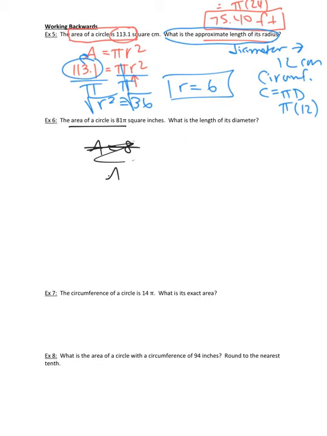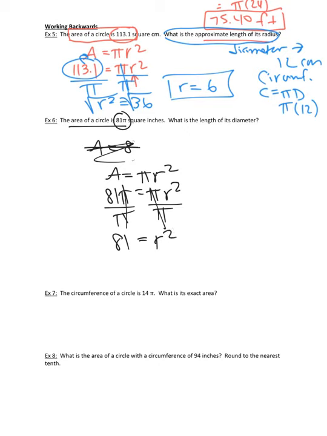All right, so A equals pi r squared. And I'm going to plug the 81 pi under the A. So this time my area was given to me in terms of pi. So what you do here is when you divide by pi, it just crosses out on both sides. And now you have 81 equals r squared. And now you can square root both sides and get that the radius is 9. The question is, what is the length of its diameter? Diameter is the radius times 2, so 9 times 2, 18 inches.